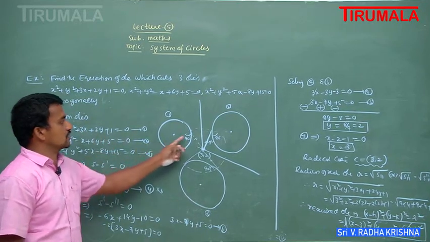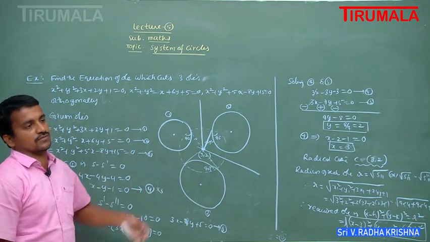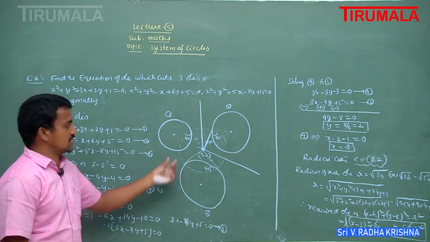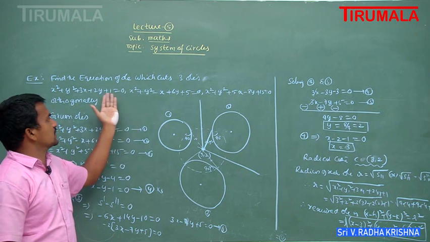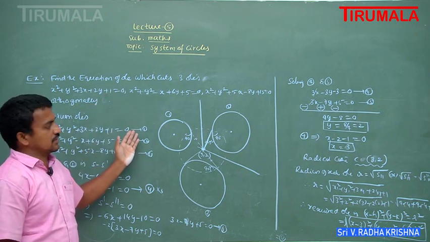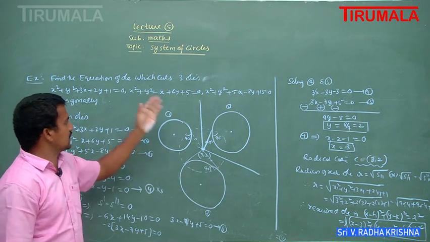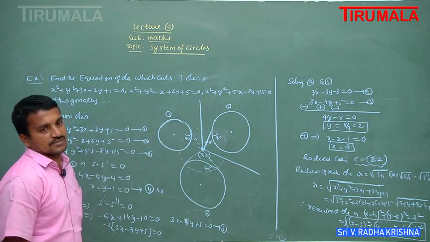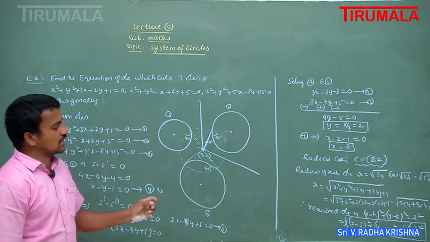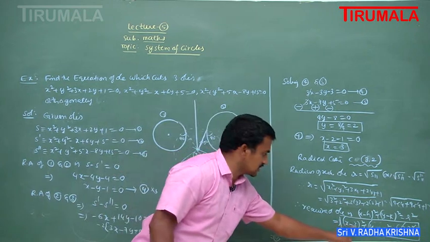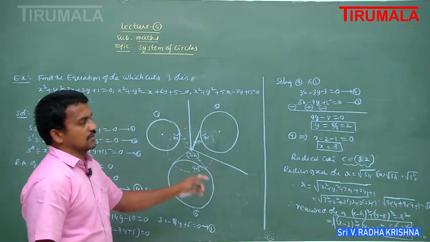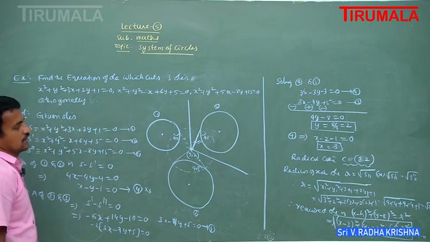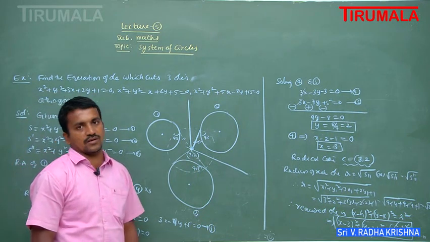We can check the orthogonality condition 2gg dash plus 2ff dash equal to c plus c dash, or take any 2 circles and find the radical axis. The required circle center lies on the radical axis. Check once: one of the options must satisfy that center 3 comma 2 lies on the radical axis. That may be the answer to the given 3 circles cutting orthogonally.